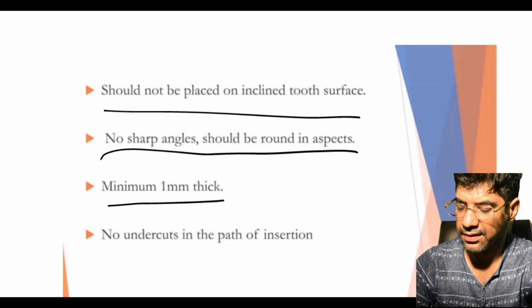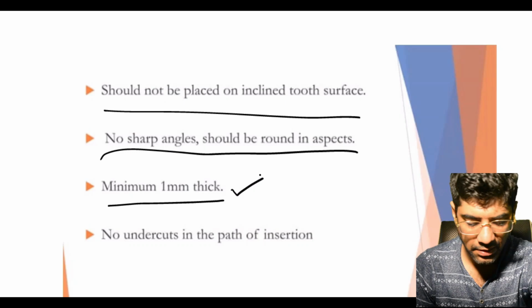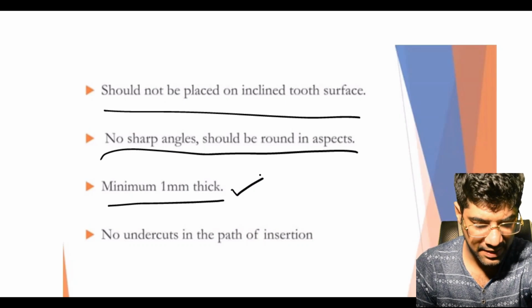Minimum thickness is 1 mm. The rest seat should be prepared to a minimum thickness of about 1 mm. So this thickness is necessary to provide sufficient strength and support for the rest while ensuring durability and effectiveness.